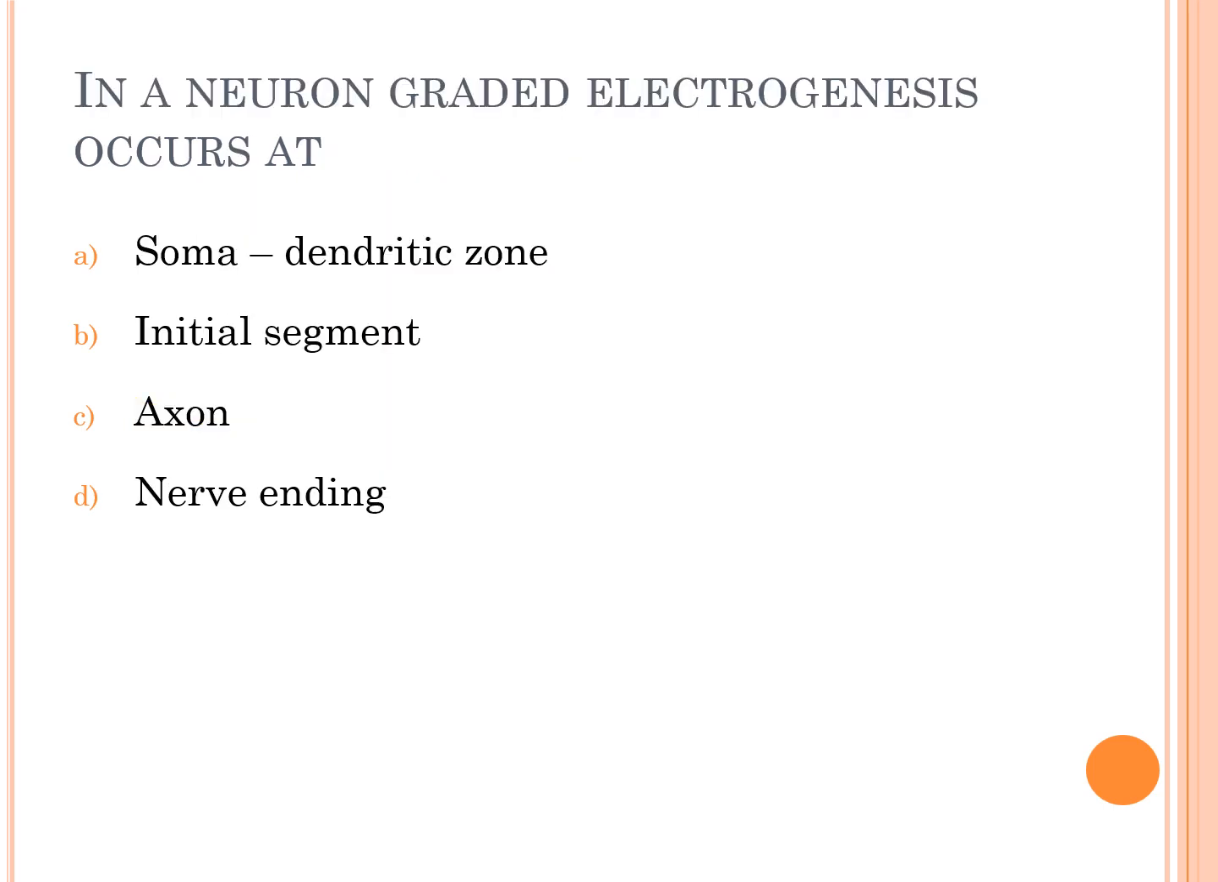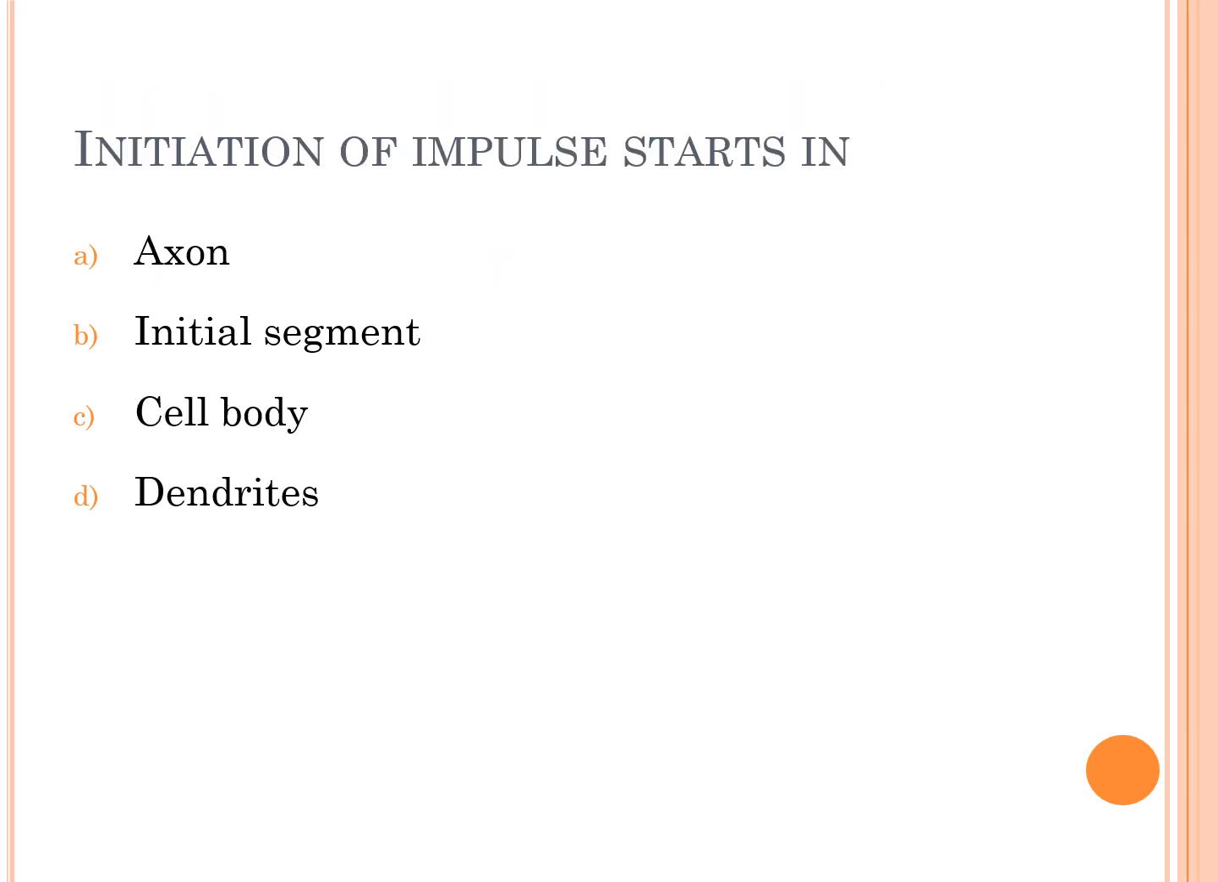In a neuron, graded electrogenesis occurs at which part of the neuron, where is the graded potential generated? It is the soma dendritic zone. From the dendrites, the graded potentials are generated, whereas in the initial segment, the propagated action potentials are generated. So the initial segment is the site where the action potentials are generated, in spinal motor neurons. In the case of cutaneous sensory neurons, the first node of Ranvier is the site of propagated action potential generation.